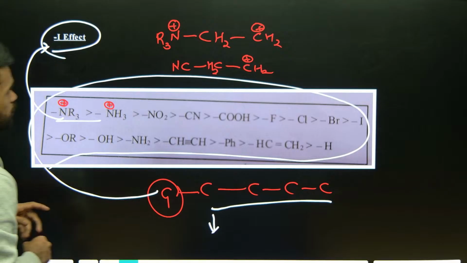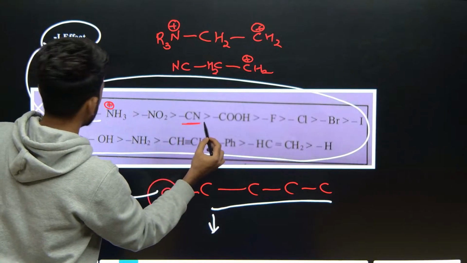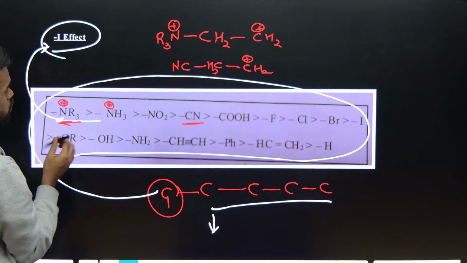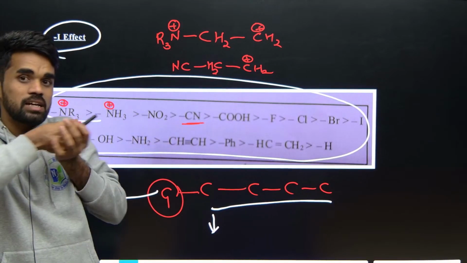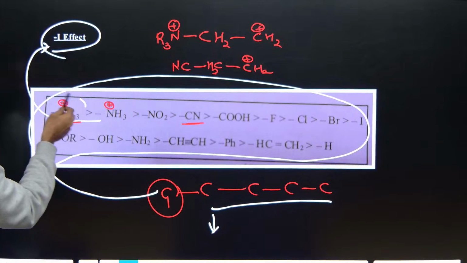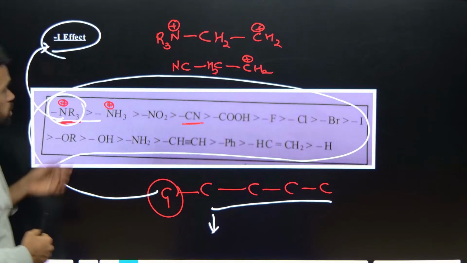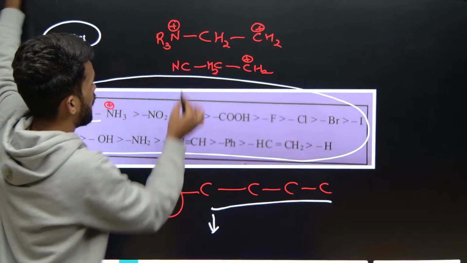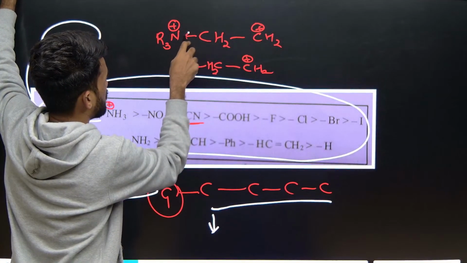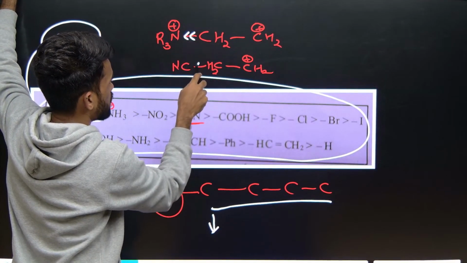As per the order, if you see, cyanide is here and NR3 plus is here. So which has the ability to drag the electrons towards itself? See this fellow NR3 plus. If NR3 plus is attached, it will have more tendency to drag the bonded electrons towards itself when we compare with the cyanide.